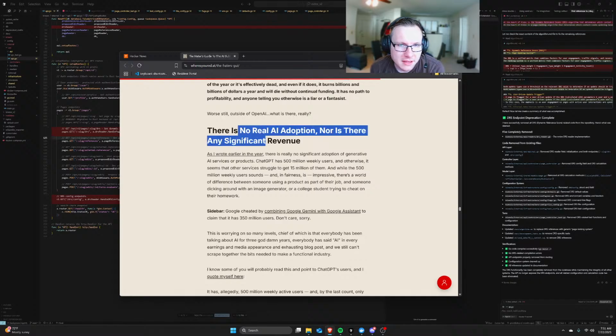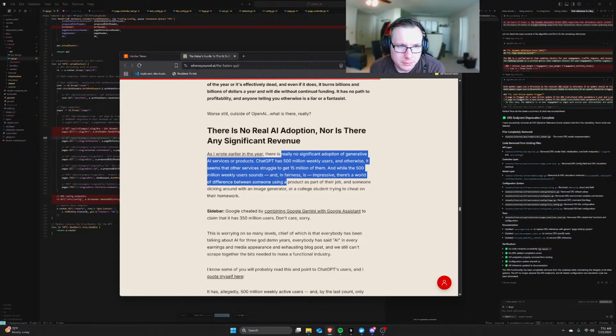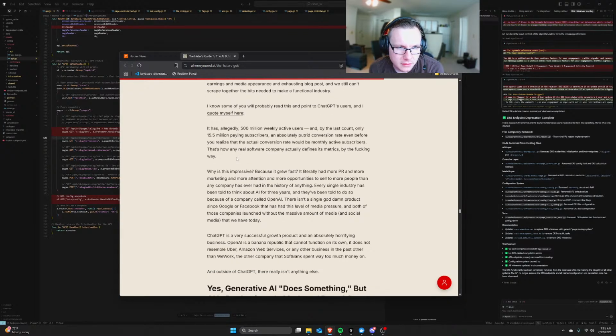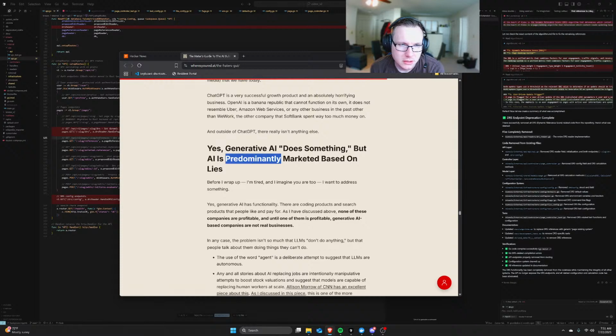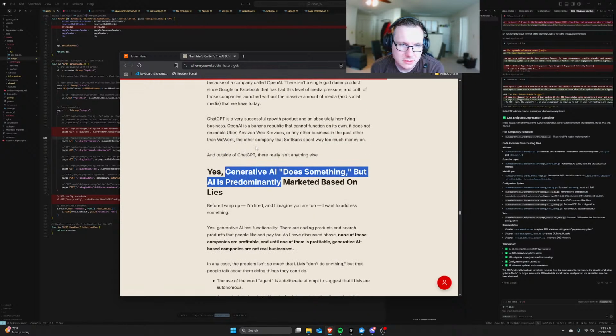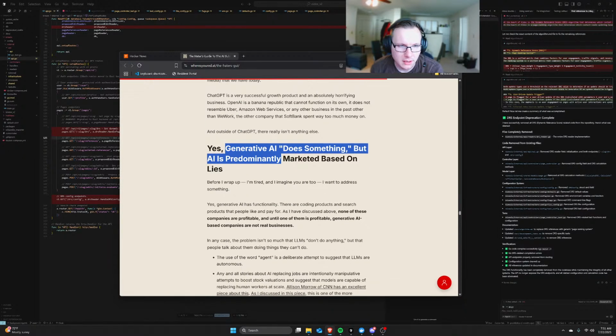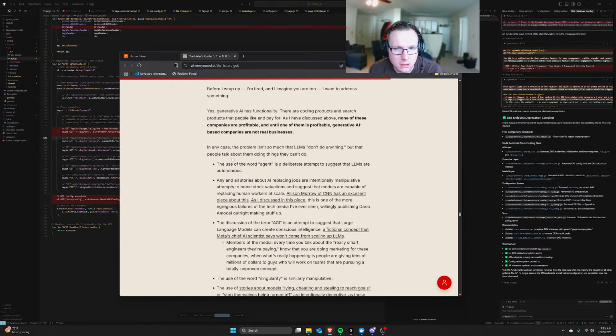There's no real AI adoption, nor is there any significant revenue. Nobody's really using it as much as they want. Yeah, because the products are bad. Generative AI does something, yes, this is true. It's marketed based on lies about things that aren't the way they work right now. Yes, agent is bullshit most of the time.